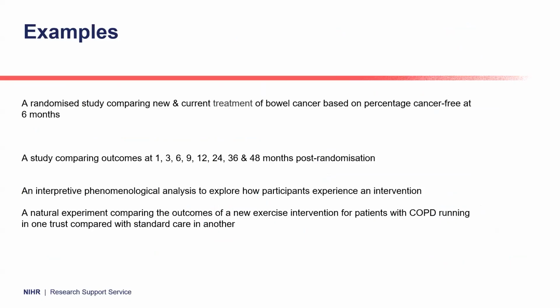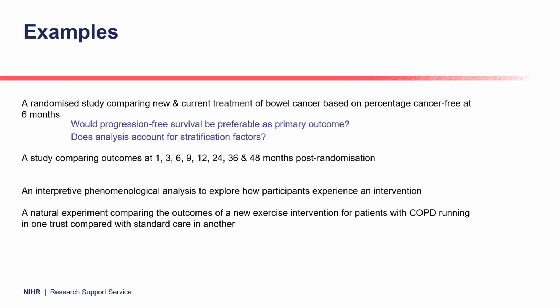Some examples: a randomized study comparing new and current treatment of bowel cancer based on percentage cancer-free at 6 months. A statistician would ask, would progression-free survival be preferable as a primary outcome? And does the analysis account for stratification factors? A study comparing outcomes at a number of times post-randomization. So does the analysis suitably account for repeated measures over time?